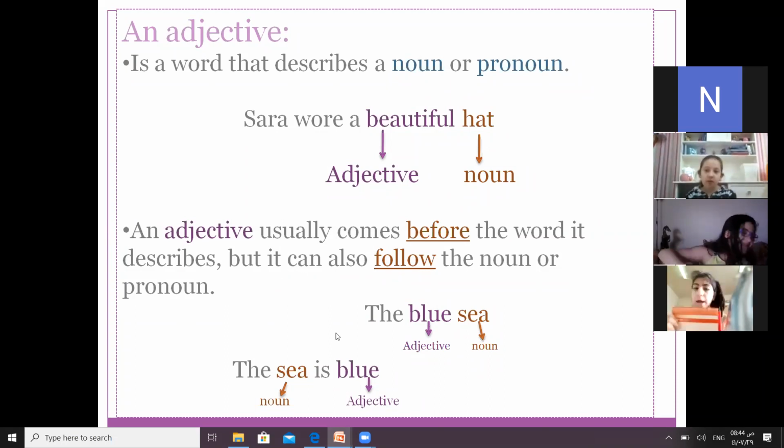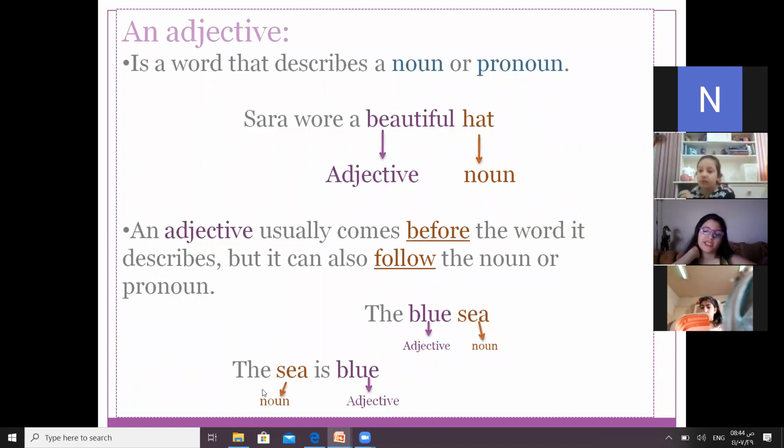Let's see some examples here. The blue sea. Where is the noun here? We are talking about the sea. Sea is the noun. I'm describing the sea, that the color of the sea is blue. So the noun is sea and the adjective is blue. And here the adjective came before the noun.